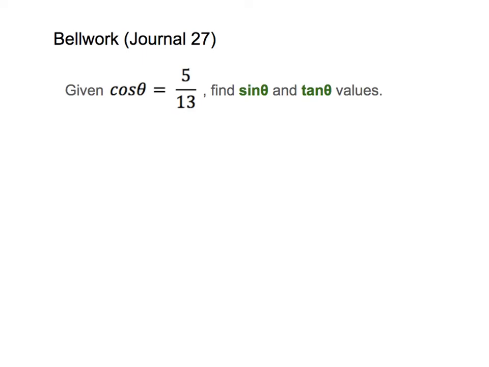Okay, so here is journal 27, and in this bell work, we're actually going to go back and reuse some ideas that we've used before, specifically on finding values of a triangle. So remember when we were first working with sine, cosine, and tangent, we were given a trig value and we had to draw a triangle based on what we had. So first let me refresh on the SOHCAHTOA.